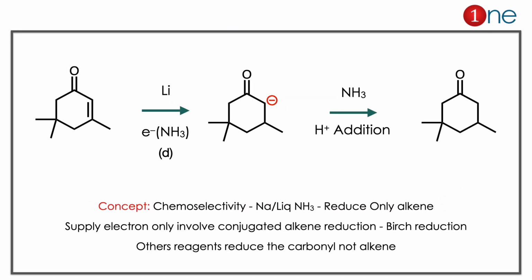The starting material is a conjugated ketone, and only the double bond is reduced. Here the meaningful choice is lithium in liquid ammonia, because it supplies the electron to reduce the double bond, and the ammonia can donate the H+. You get the reduced alkene. The other reagents reduce the carbonyl, or also reduce the carbonyl. Here chemoselectivity is achieved by lithium in liquid ammonia. Here you have to learn the concept: chemoselective reduction only by lithium in liquid ammonia. It involves only the reduction of the double bond. Other reagents reduce the carbonyl, not the alkene.